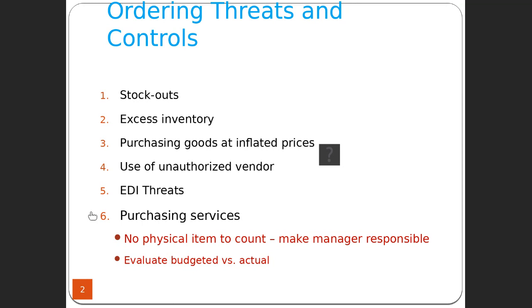Number 6, purchasing of services. When you're buying goods, you can have something physical that is delivered to you, and you can count the goods and you can physically inspect the items. But when you're buying services, you don't have anything physical to count.